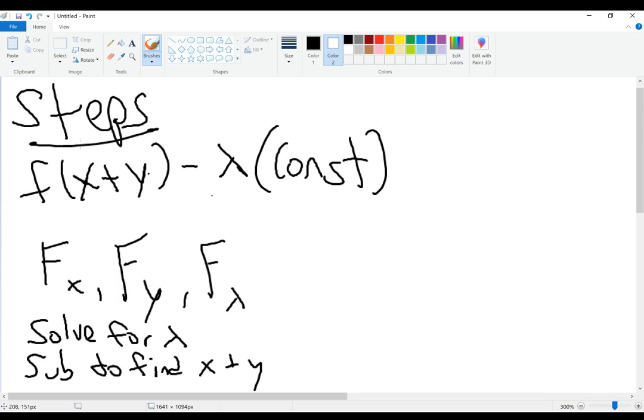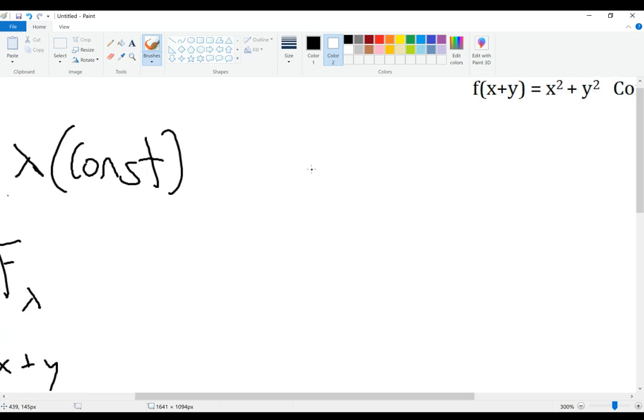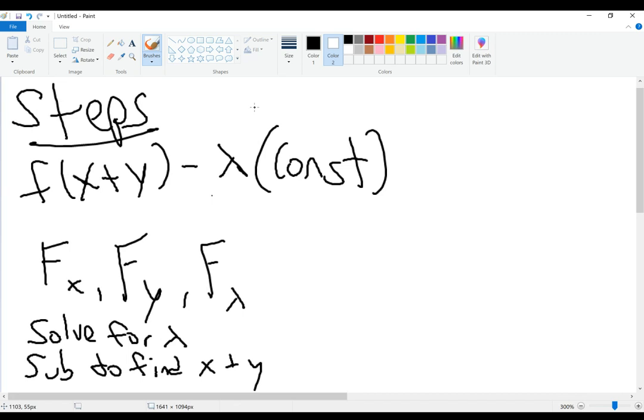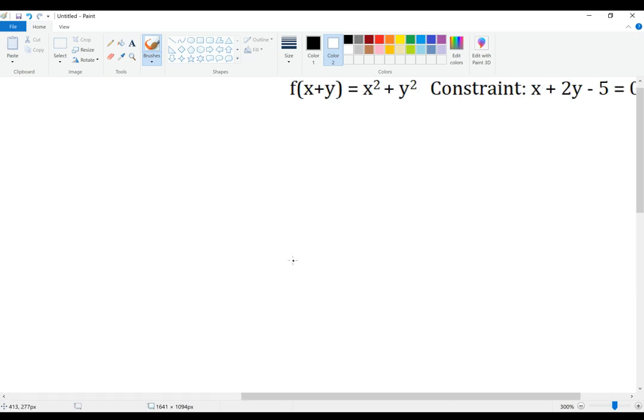We're going to have a f of x plus y, and we're going to have constraints. So in this example over here, our f of x plus y equals x squared plus y squared, and our constraint is x plus 2y minus 5 equals 0. So the first step is to subtract the function f of x plus y by lambda times the constraint. After that, we're going to use this new function and find the partial derivatives of x, y, and lambda. We're going to solve for x and y in terms of lambda, and then substitute that into the last partial to find x and y. So let's go through it real quick.